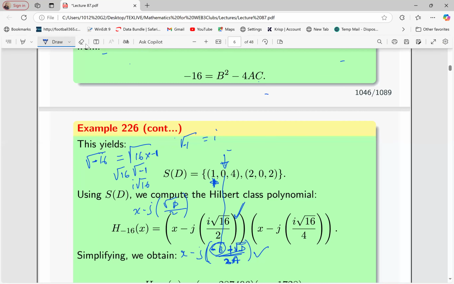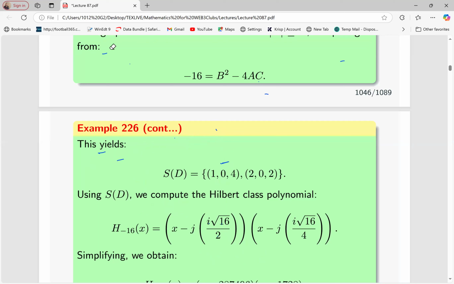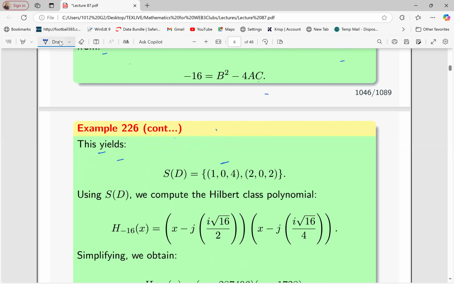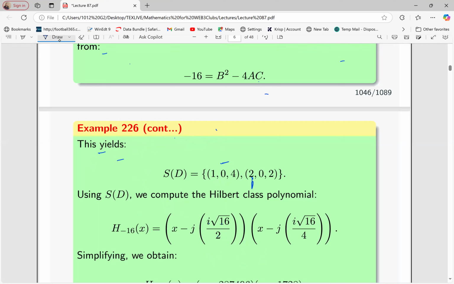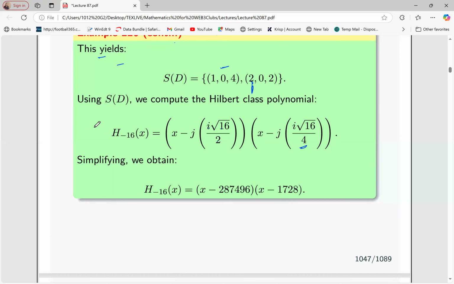Now, in the first case, our a is 1, so the denominator is 2 times a. So 2 times 1 is just 2. And in our second case, a is 2, so 2 times 2 is 4. This 2 times a, you get 4. Now, when you simplify this, you come to this.